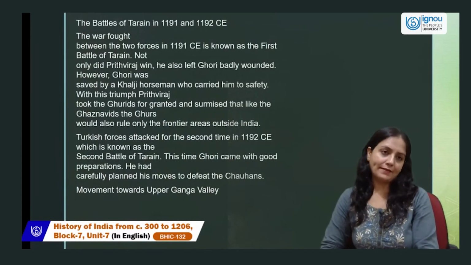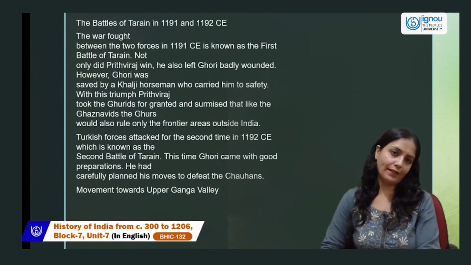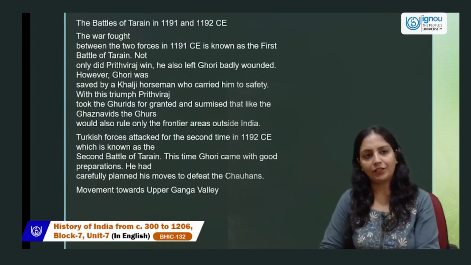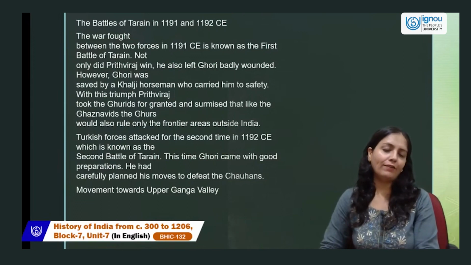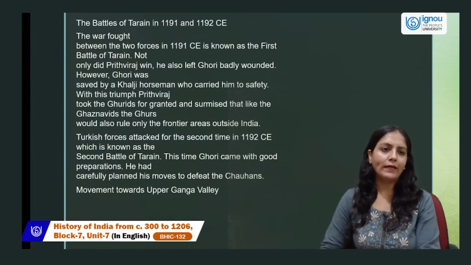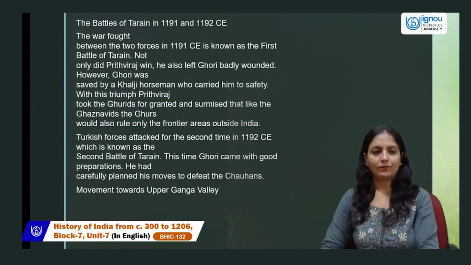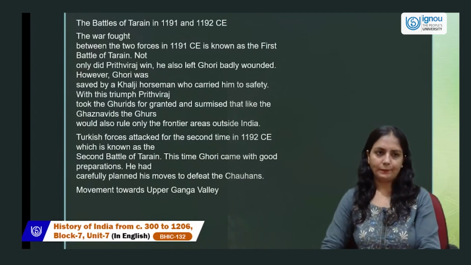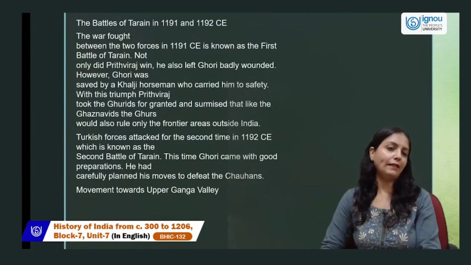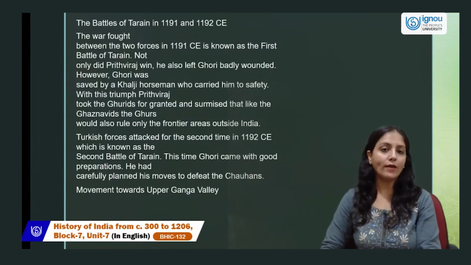The Tarain battles. Two battles were held at Tarain, in 1191 and 1192. The war fought between two forces in 1191 CE is known as the First Battle of Tarain. The war was between Prithviraj Chauhan and Muhammad Ghori. Not only did Prithviraj win, he also left Ghori badly wounded. However, Ghori was saved by Khalji's horsemen who carried him to safety.